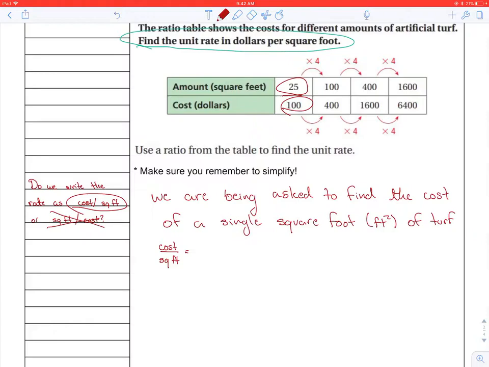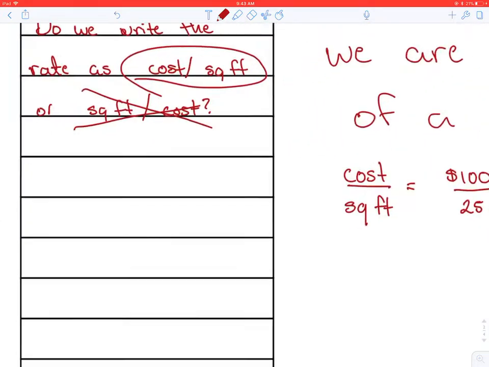And we can use any one of these ratios because they're all equal to one another. What that means is that they're all going to give us the same price. We could start off with the cost of $100 for 25 square feet. And we can simplify that down in order to figure out how much each square foot costs, which means that we would divide both of these numbers by 25, or divide the top number by the bottom number. Whenever you're looking for the unit rate, if you divide the top number by the bottom number, you'll receive a denominator of 1. Let's make a note of that.